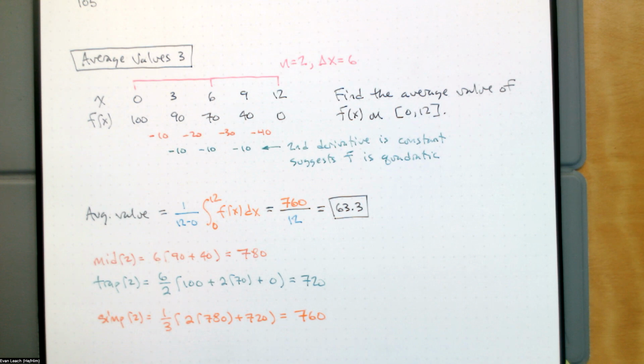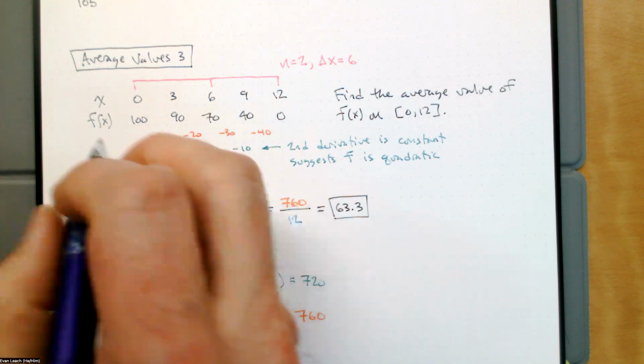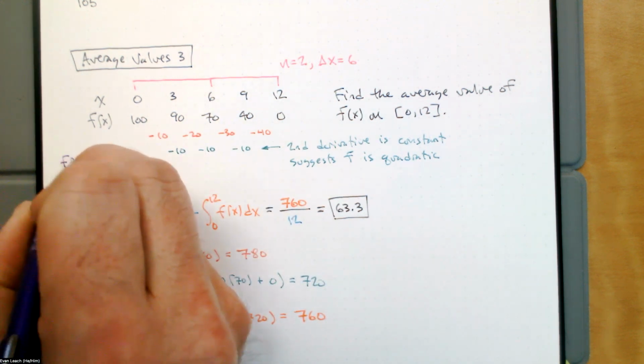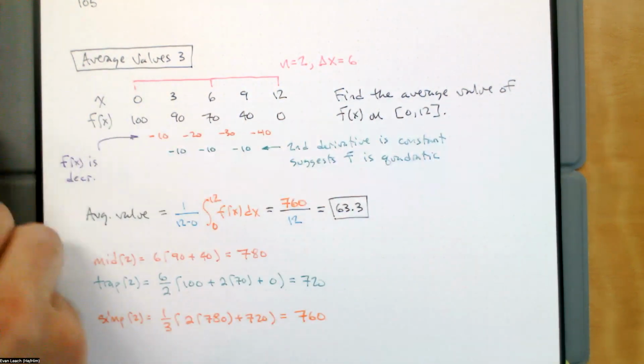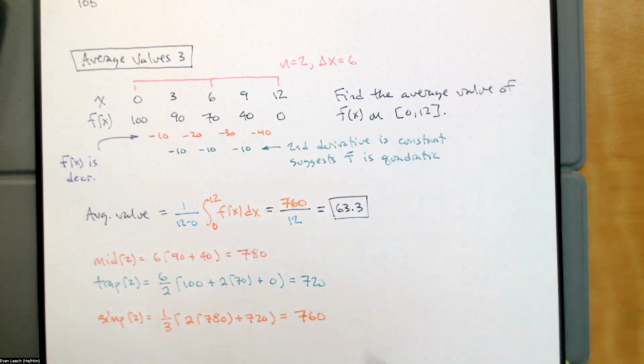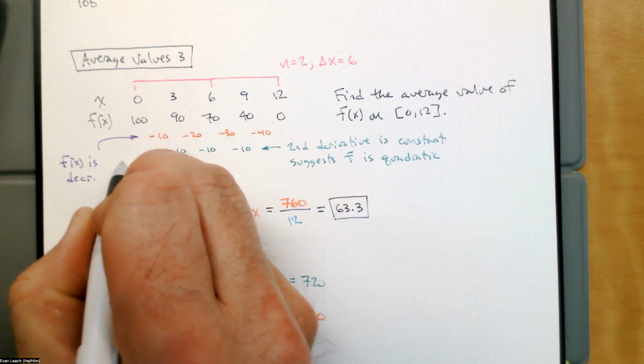We had observed that the function looks quadratic because our second derivative, that second row of differences, seems to be constant, which suggests that the function is quadratic. All those second derivative values are also negative. That tells us that the function is concave down. So that's another thing that we want to notice. Here we see that the function is decreasing. This row here says that f of x is decreasing. And these negative tens suggest that f of x is concave down.